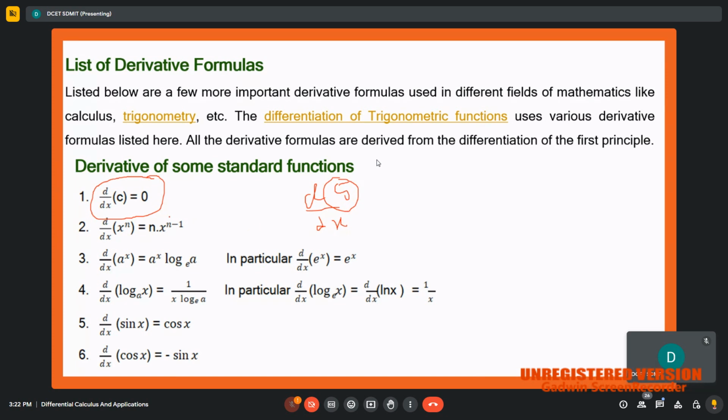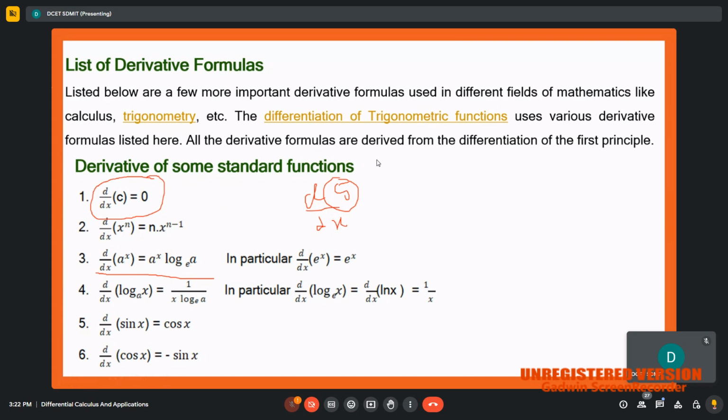The second rule is the power rule. What's the power rule here? Differentiation of x to the power of n. What's the differentiation of x to the power of n? n into x to the power of n minus 1. Okay, next. The third rule is differentiation of a to the power of x. What's the differentiation of a to the power of x? It is nothing but a to the power of x into log a to the base e. A is a constant.